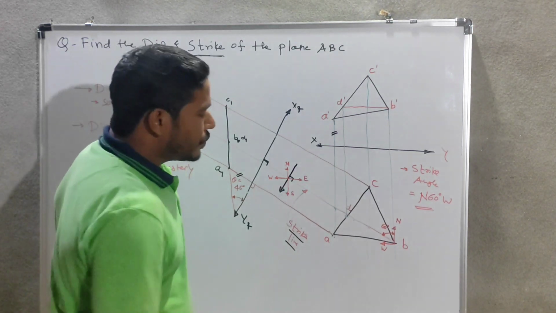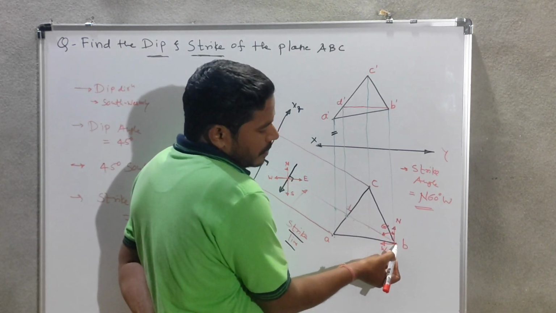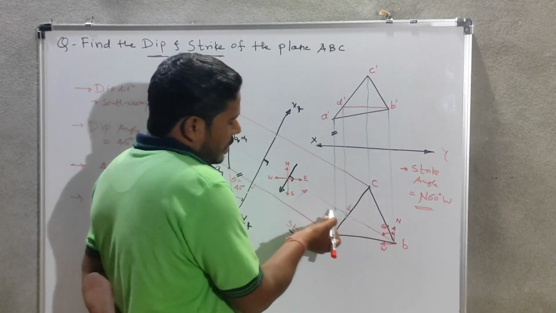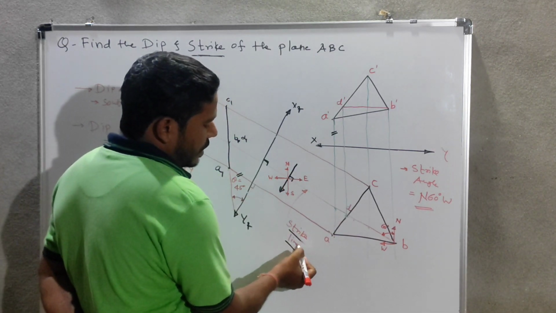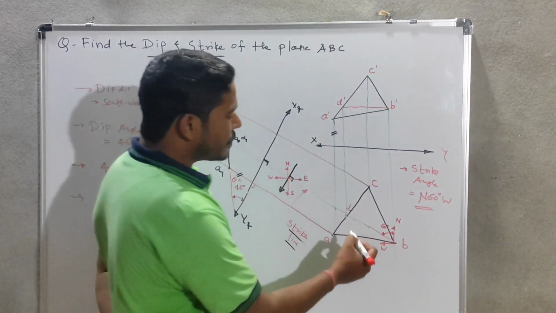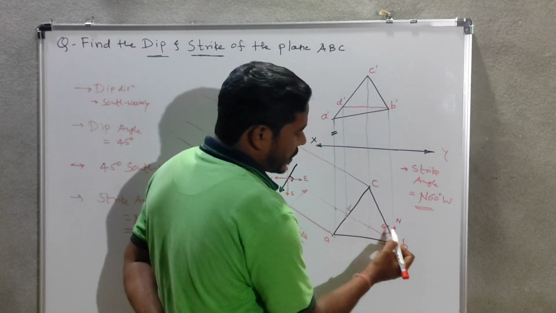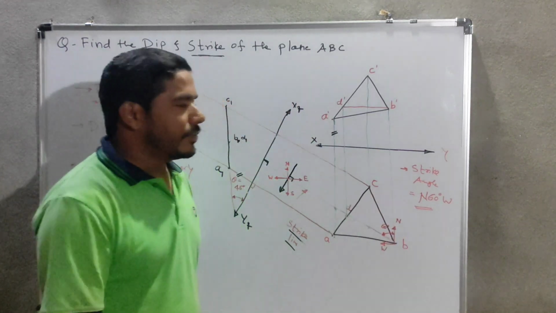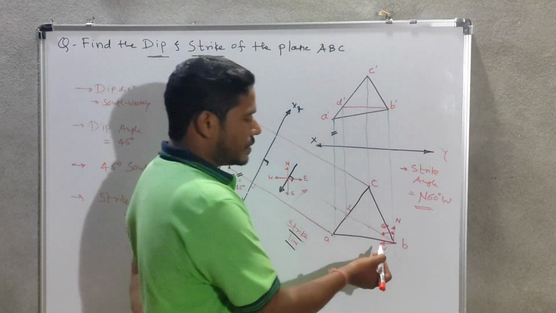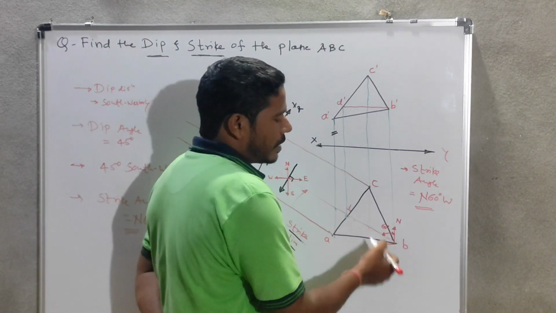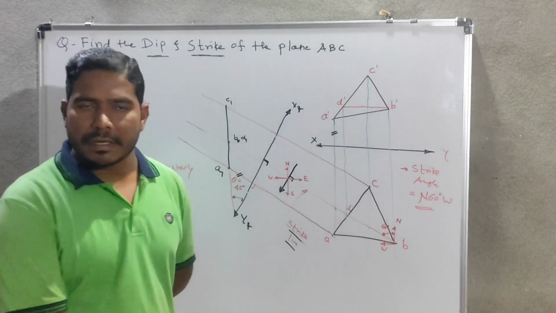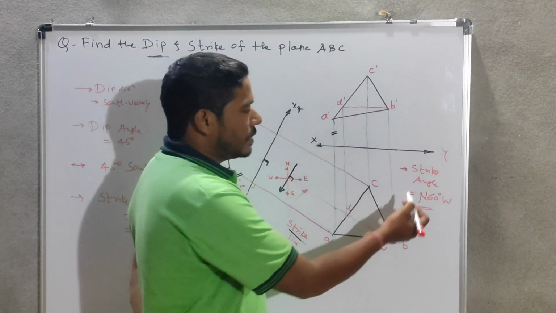Then we have to draw the line passing through B and D. That will be the strike line. Afterwards, we have to measure the angle made by this strike line with respect to the vertical. First of all, we need to check in which quadrant it lies, so accordingly you check the directions, and then you write down the strike angle.